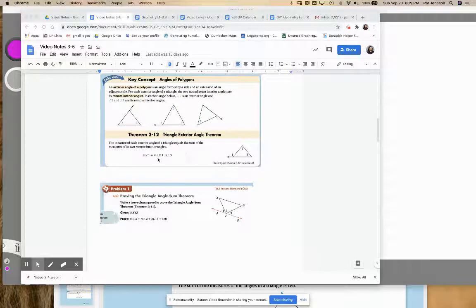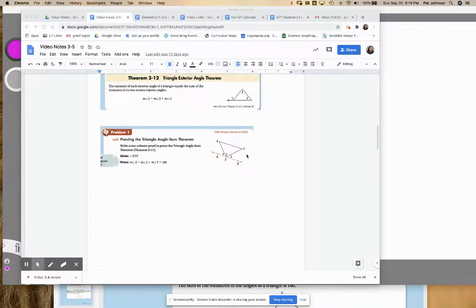Why is that important? Because now we get to our theorem 3.12, the triangle exterior angle theorem, which says the measure of angle 1, the exterior angle, is equal to the remote interior angles, the measure of angle 2 plus the measure of angle 3. That's really important.